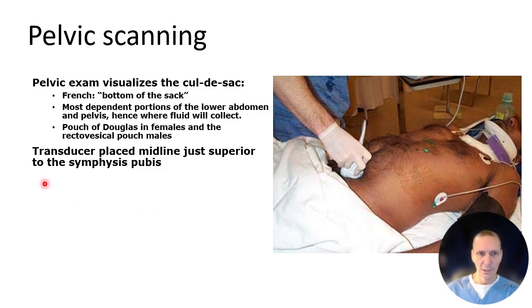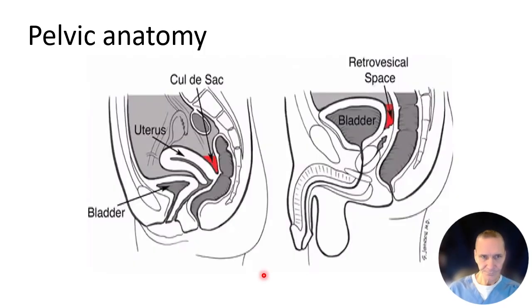The transducer is placed midline, just above the symphysis pubis, and the indicator will either be facing towards the patient's head or towards the patient's right. So here's the anatomy of the cul-de-sac. In the females, it's called the cul-de-sac. In the males, it's called the retrovesicular space.